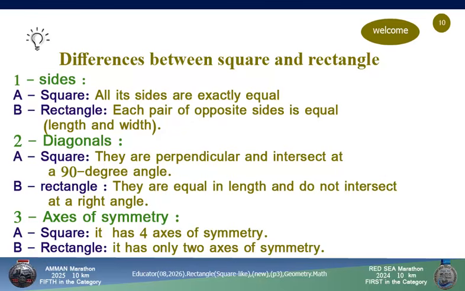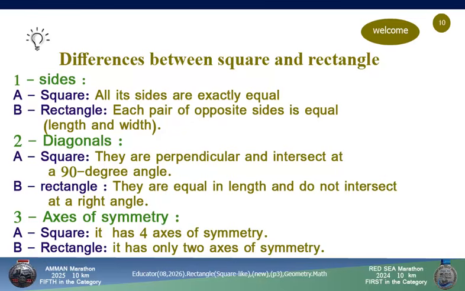Differences between square and rectangle. 1. Sides. A. Square. All its sides are exactly equal. B. Rectangle. Each pair of opposite sides is equal, length and width. 2. Diagonals. A. Square. They are perpendicular and intersect at a 90-degree angle. B. Rectangle. They are equal in length and do not intersect at a right angle.